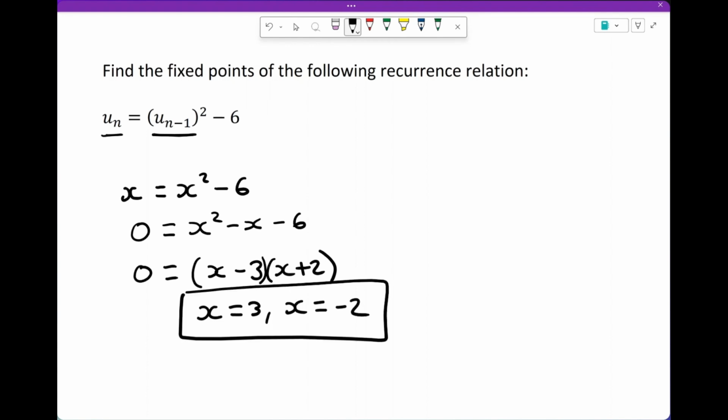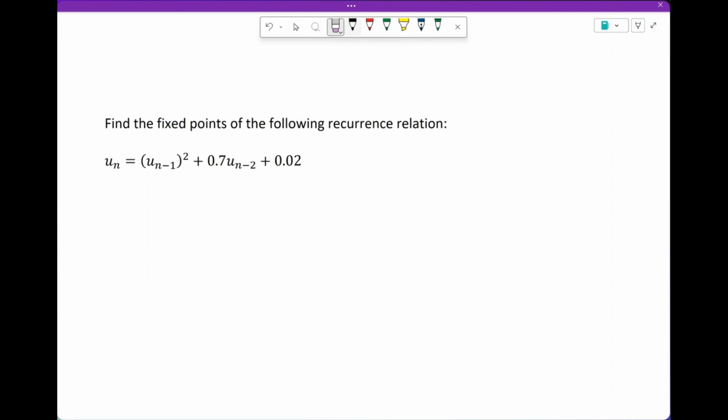Let's have a look at another one. It says find the fixed points of the following recurrence relation, and you can see this time we have 3 subscript terms. So we need to replace all of them with an x. So we'd get x is equal to x squared plus 0.7x plus 0.02. The value of the subscript's not relevant. We're going to replace them all with x's, because the idea is when we substitute x in, the next term in the sequence should also be x if we're at a fixed point.